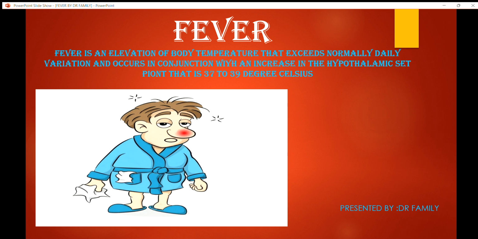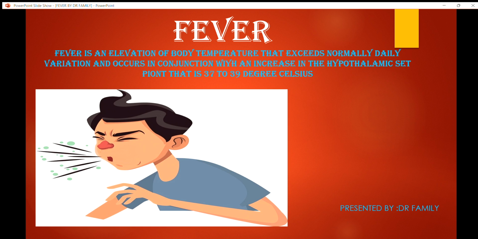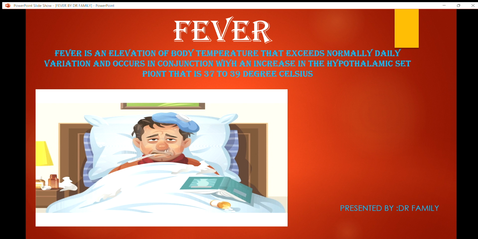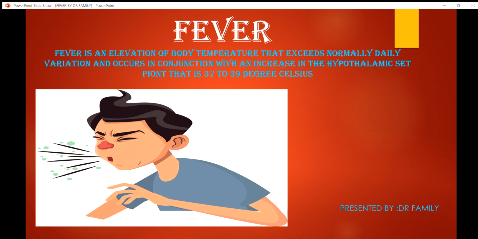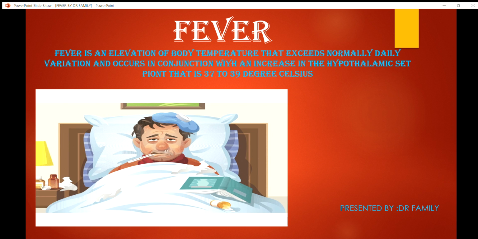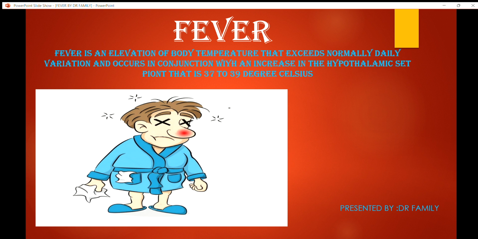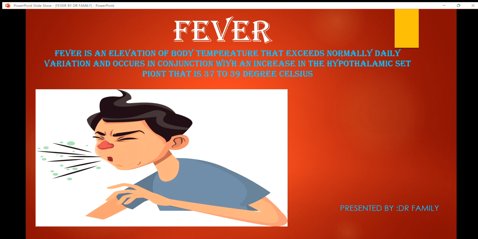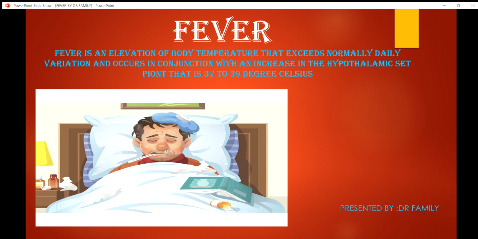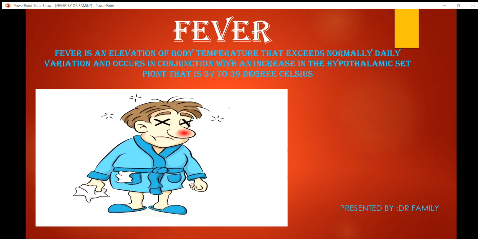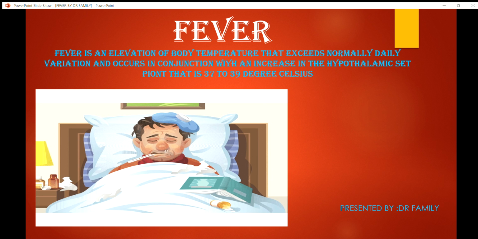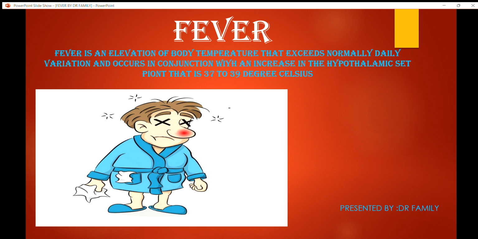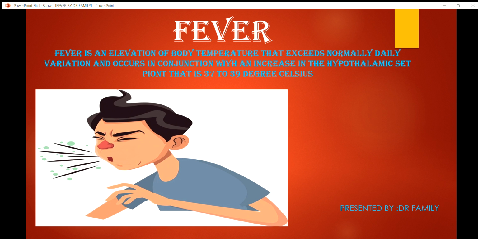That is a common disease in our daily life, and it may be a sign and symptom of other diseases and disorders. So fever means an elevation of body temperature. The body temperature increases due to pyrogen. Pyrogen is a protein that disturbs our hypothalamus. The main function of the hypothalamus is to regulate our body temperature.